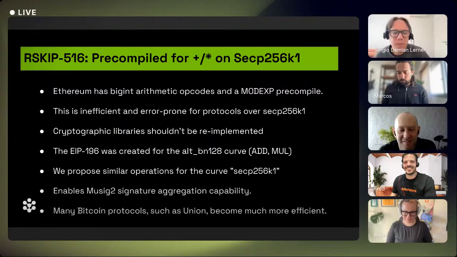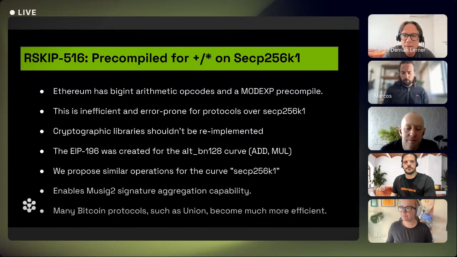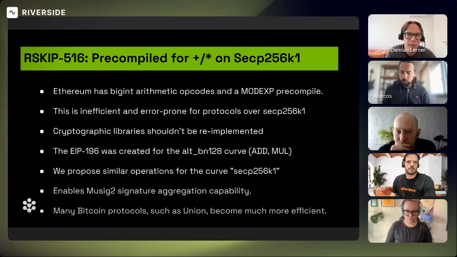Okay, so this is one of the features that can help not only Union Bridge, but many protocols that are connected to Bitcoin, and we want to see more protocols that really integrate Rootstock with Bitcoin transactions, because we have the SPV Oracle, and we see a lot of synergies with combining Rootstock with Bitcoin. So Ethereum has big integer opcodes.